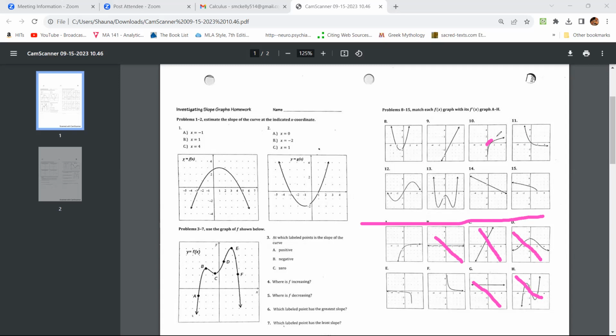Then it's going to get close to 0 at 4, right? Which one of these is always increasing and close to 0 at 4? F. Well, is this function increasing? No, it's this one.